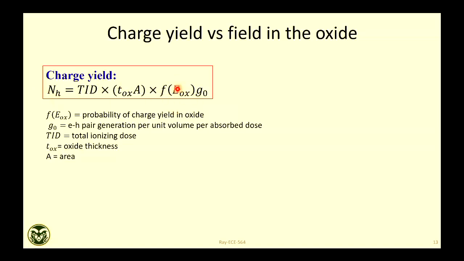So this F is the probability. What is the maximum value of F? If F is the probability of charge yield, 1. So in many of these problems, we may give you the probability of charge yield as 1. That means you just consider F of EOX as 1. Then everything else you can just multiply to find out what is the net charge created because of radiation effects for a particular dose.